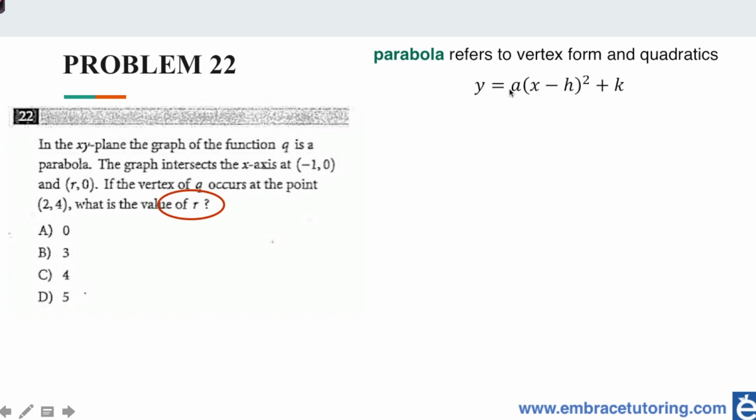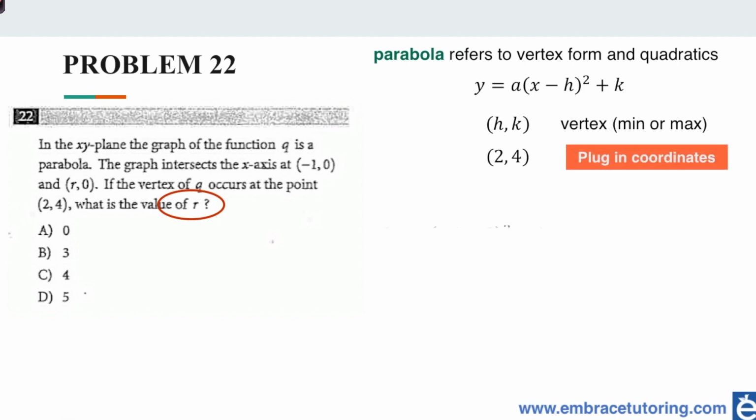And your vertex form is y equals a multiplied by x minus h squared plus k. And always remember the h and the k is representative of the vertex. It could be your minimum or your maximum, depending on which way the parabola is opening. Now they do tell you (2, 4) because it says if the vertex of q occurs at this point. And when I plug in my coordinates, I then get 0 equals a times -1 minus 2 squared plus 4. Notice the 2 is representative of my h, and the k is representative of my 4 that I'm getting here from my vertex form.